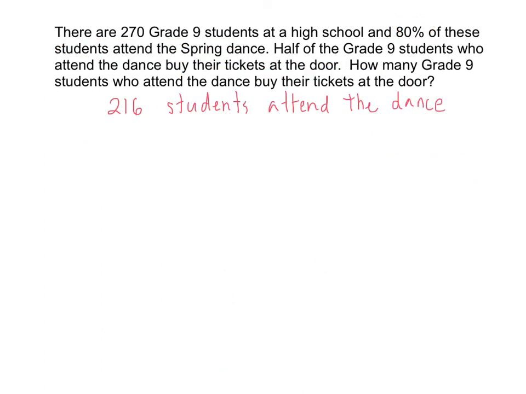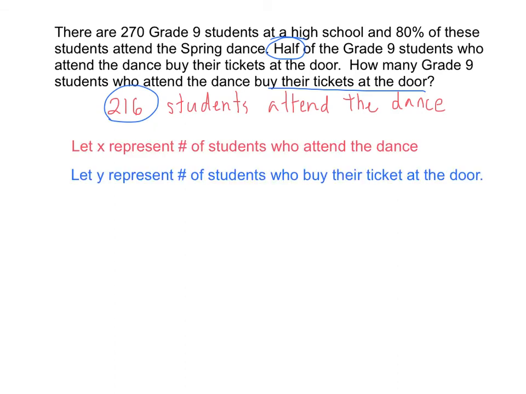So we've just solved the first part of this question. We know how many students attend the dance, but do we know how many of those students buy their tickets at the door? Well, not yet, but we can still figure that out. What information does the question tell you about this? We're told that half of these students, so half of 216, will buy their ticket at the door. I'm sure you can think of a really quick way to calculate half of a number, but for the purpose of today's lesson, we're going to solve this again using algebra.